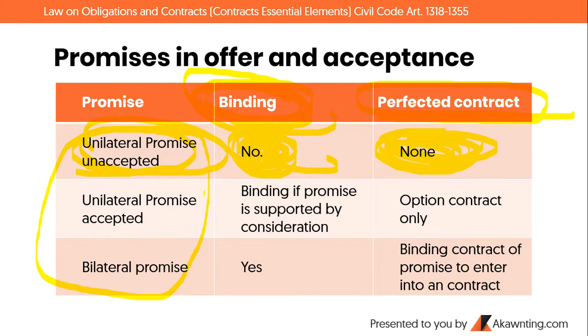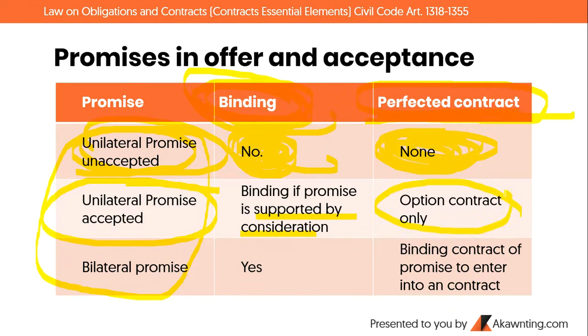Okay? So, next, punta tayo dun sa unilateral promise accepted naman. Okay? Ano itong unilateral promise accepted? Yung isang party nag-promise siya. Okay? So, mababind lang daw siya if the promise is supported by a consideration. Okay ba? Baka hindi nyo pa nagigets, pero huwag kayong mag-alala. After this slide, meron tayong example para maintindihan nyo itong sinasabi natin dito. Okay? So, ano ang mapa-perfect na contract? Ang mapa-perfect na contract ay isang option contract only. Okay? I-explain din natin kung ano yung option contract maya-maya.